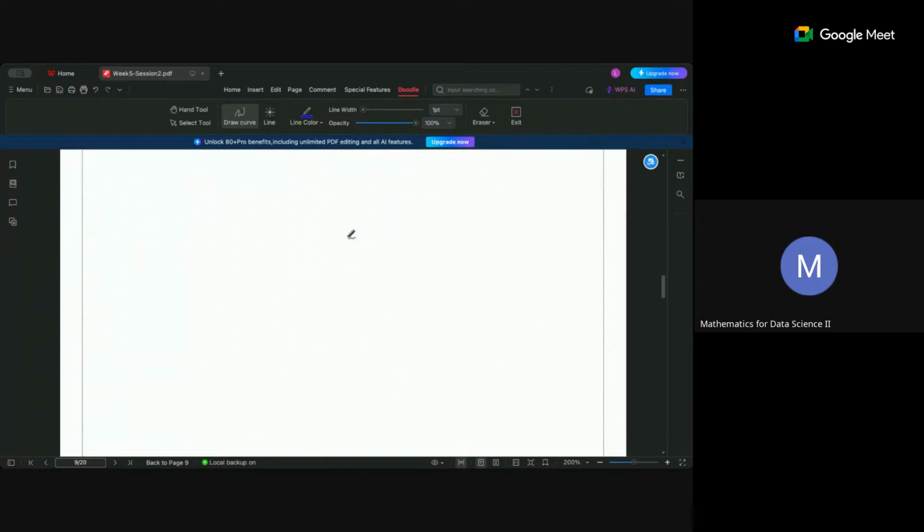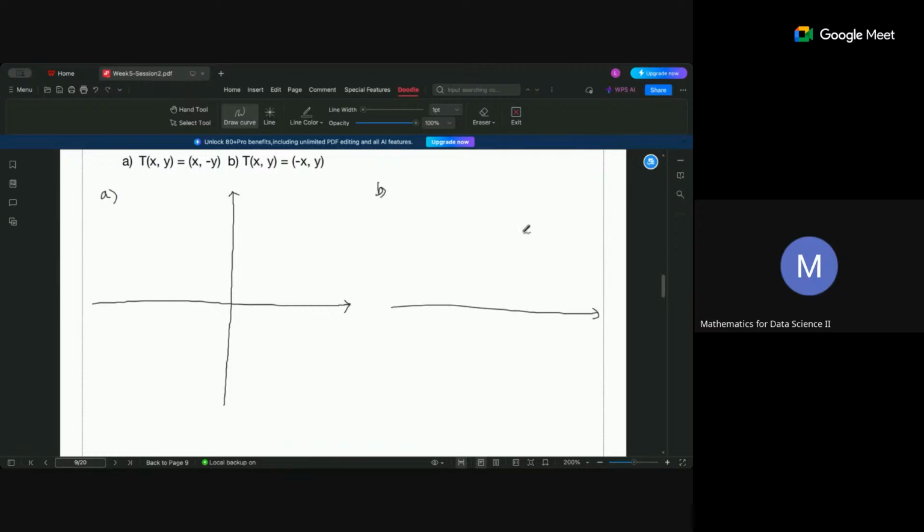I'm going to give you a small task here. Everyone try it and we will discuss it. Everyone draw an x axis and y axis on your paper. Do the same for B also. Draw an x axis, y axis. Now you are going to arbitrarily pick some vectors.